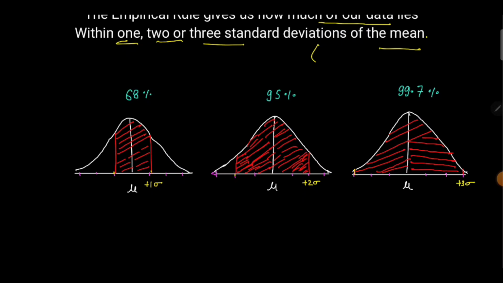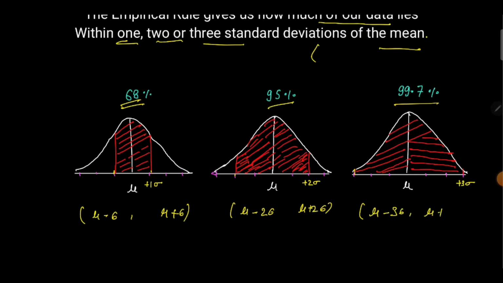Now this means from the empirical rule we can see that 68% of our data lies within one standard deviation of the mean. 95% of our data lies within two standard deviations of the mean. And 99.7% of our data lies within three standard deviations from the mean. So this is how we conclude the empirical rule.